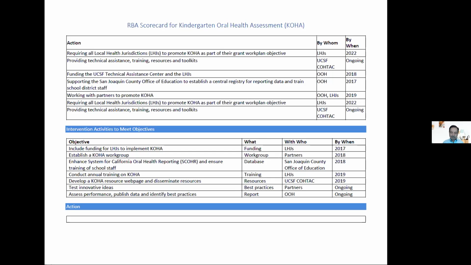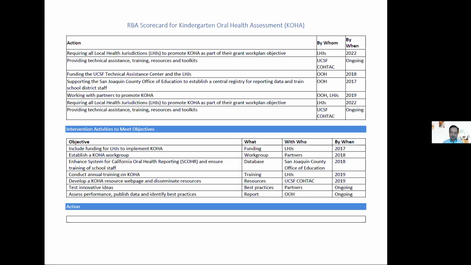Item 2, providing technical assistance, training resources, and toolkits. Yes, this is with our partners at UCSF and KOTAC, which is currently ongoing. Same with the funding, UCSF Tech Assistance Center, Office of Oral Health, and that had already happened, it looks like, Dr. Kumar, in 2018. Same with supporting San Joaquin County Office of Education to establish the central registry, I believe to what Brendan was alluding to earlier.